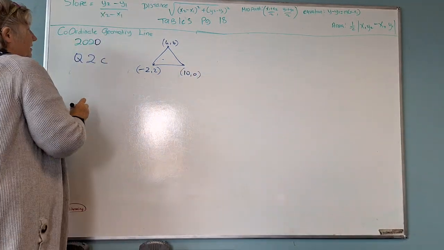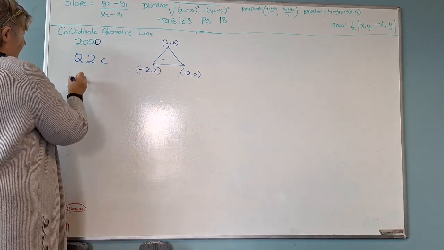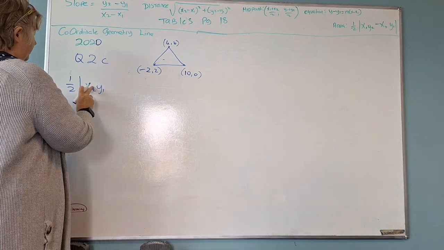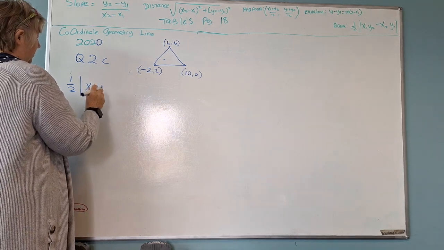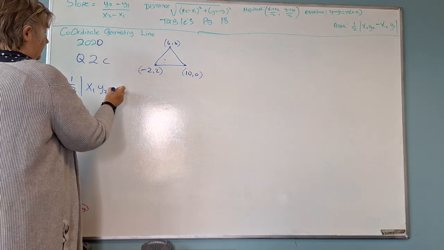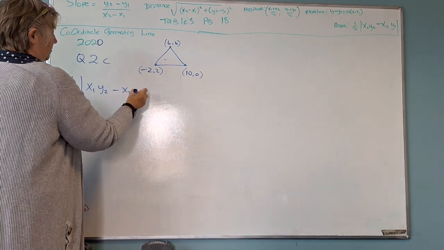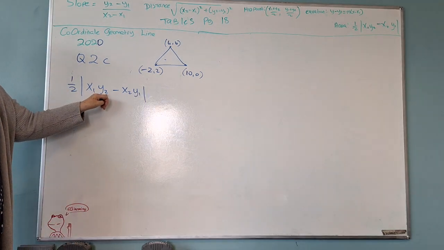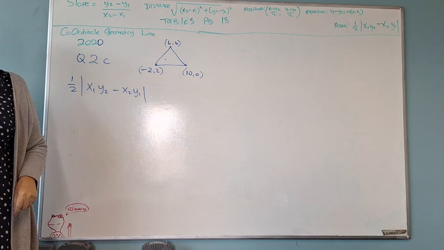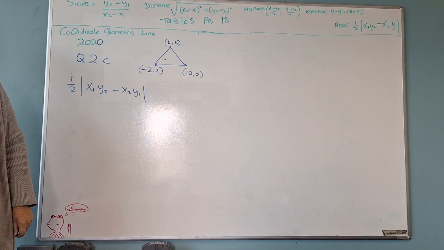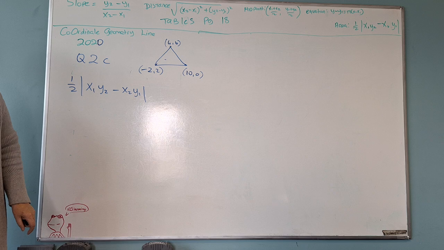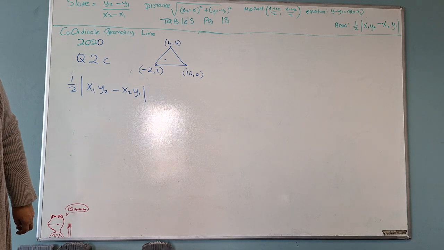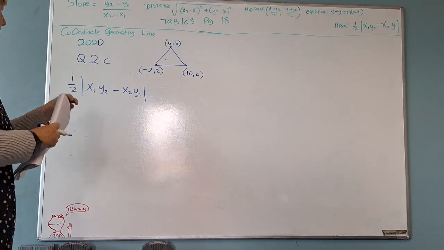Okay? So the area of a triangle is half of x1, y2 minus x2, y1. Notice you only have x1 and x2, but here you have 3. So the first thing you have to do is reduce it down to just 2 points. And the way you do it is by moving one of the points to 0, 0. So I'm going to move 4, 6 to 0, 0.